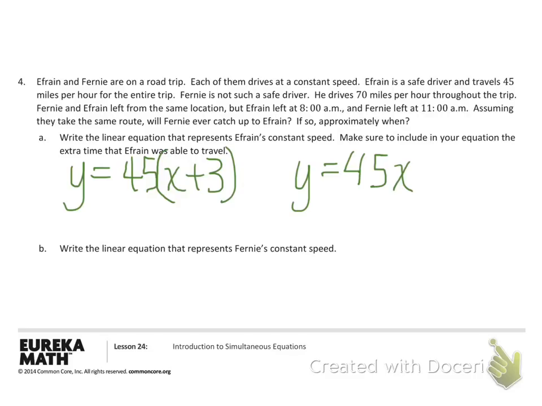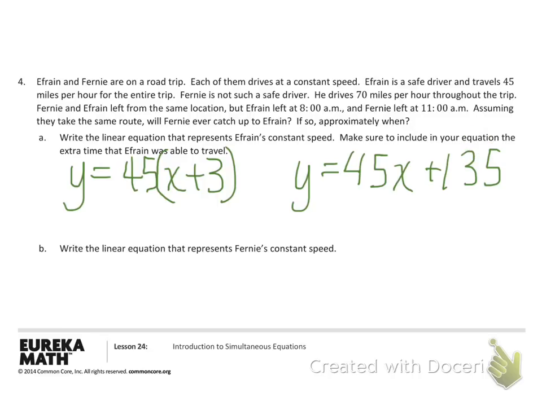And I know that if he traveled for 3 hours at 45 miles an hour, he would already be at 135 miles by the time Fernie starts on the trip. Okay, but notice these two equations are equivalent because if I multiply out these parentheses, I'd get 45 times x plus 45 times 3, which is my 135.